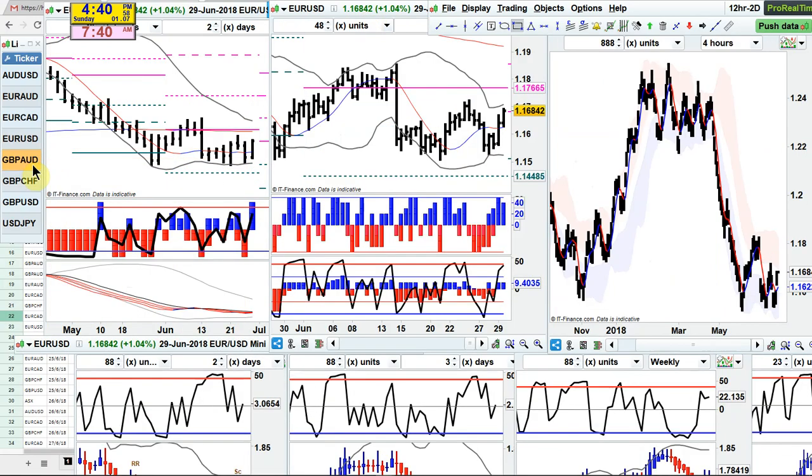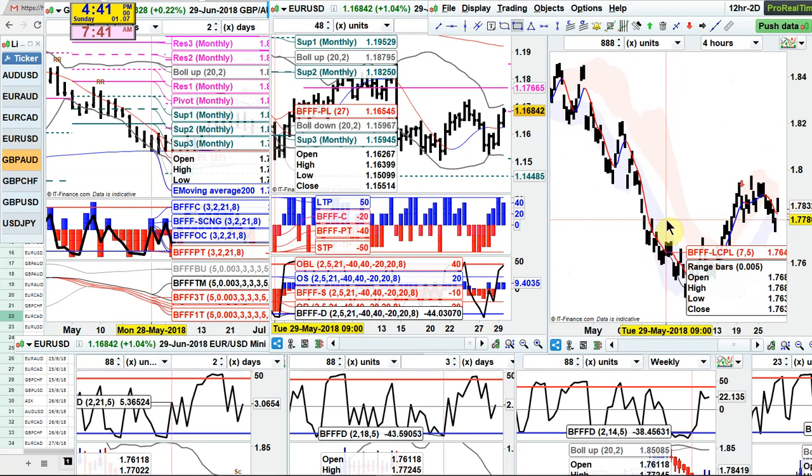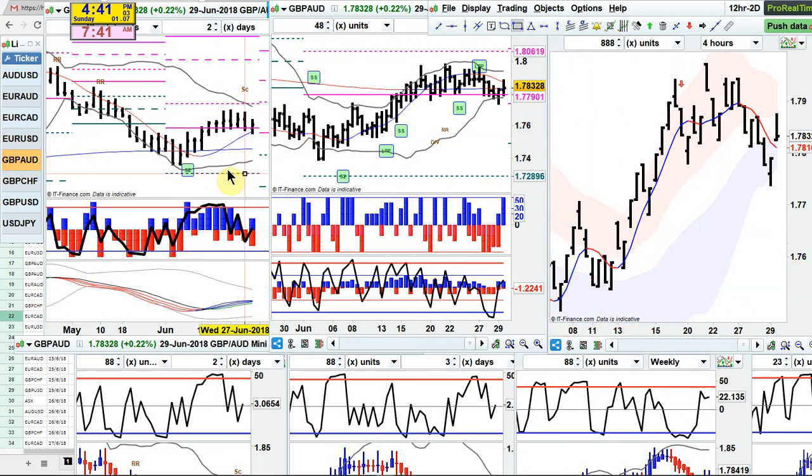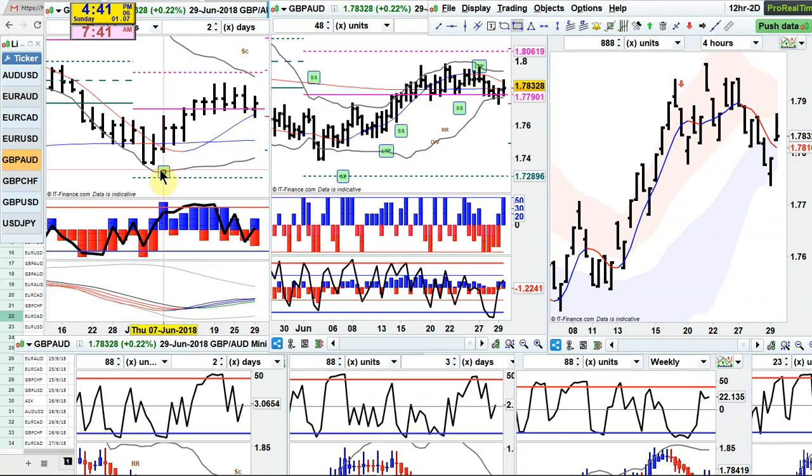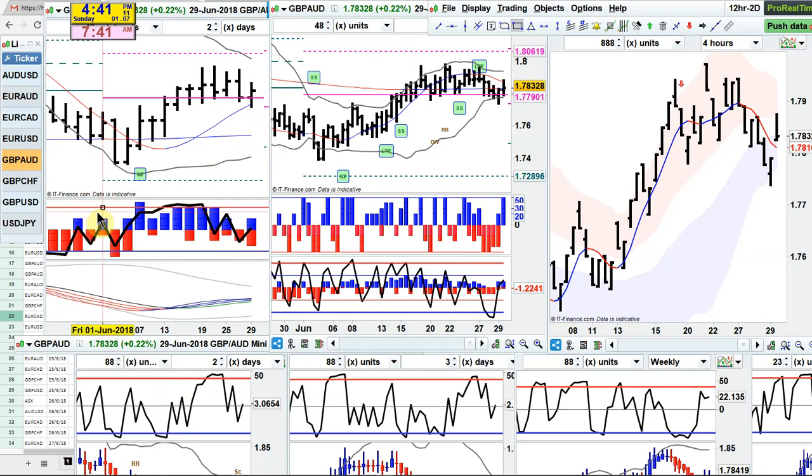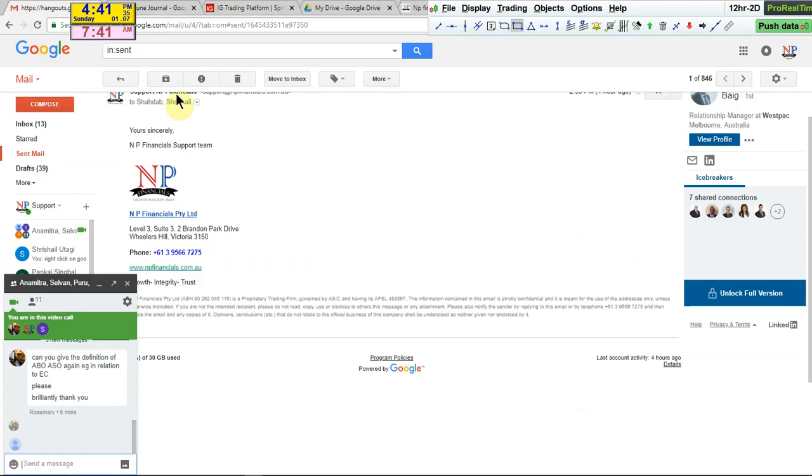GBP AUD. Your questions on GBP AUD. We have only one trade on this one, on the 7th of June. On the twelve hour we had many trades. This one did not work on the short side, but this worked on the long side. Good one. This is 0-0, and this is probably closed above, high taken out. Okay, question? No question? Here also no question?